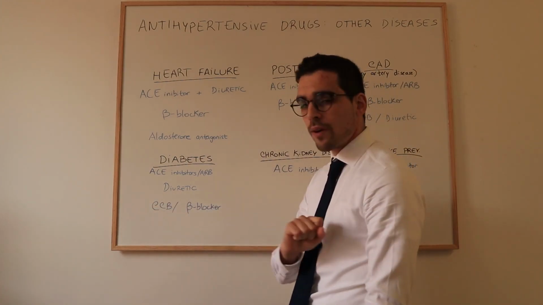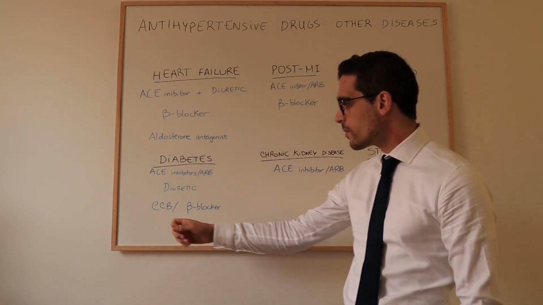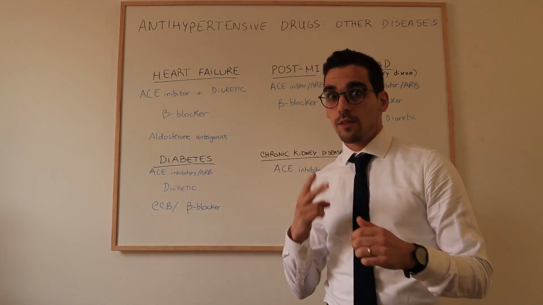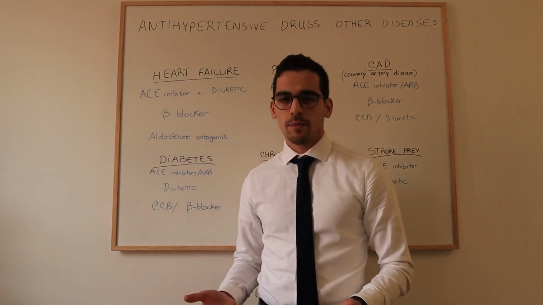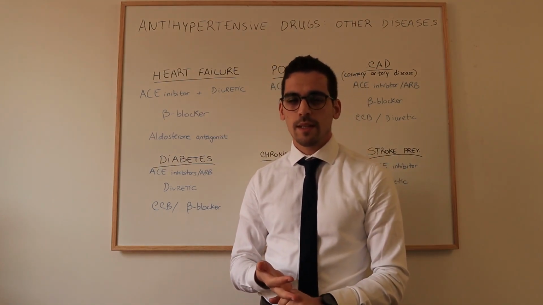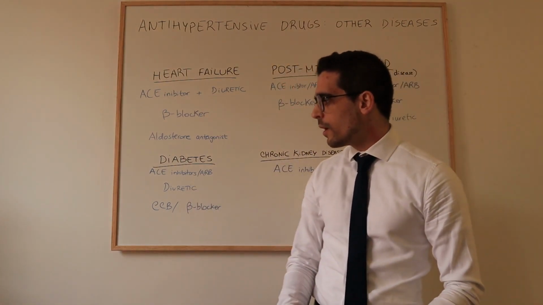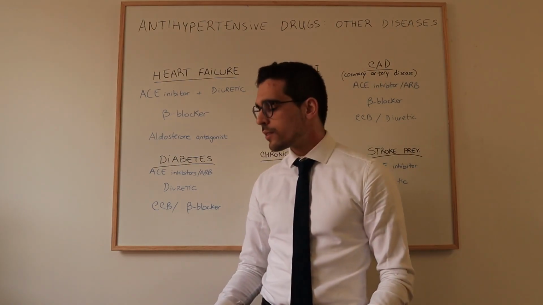And as a third drug choice, we can give them a calcium channel blocker. So there are two types again. We tend to give them a non-dihydropyridine calcium channel blocker, Verapamil or Diltiazem, because they are known also to be protective of the kidneys.